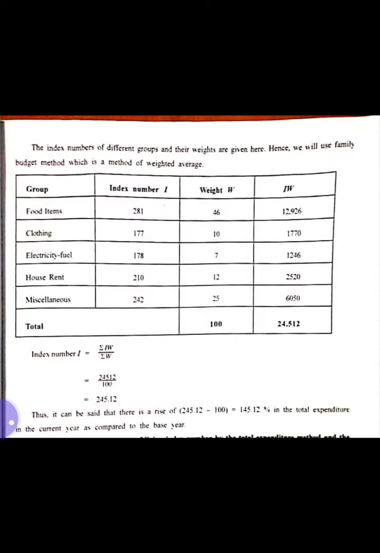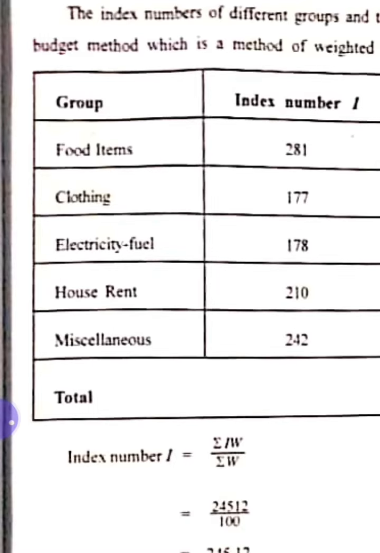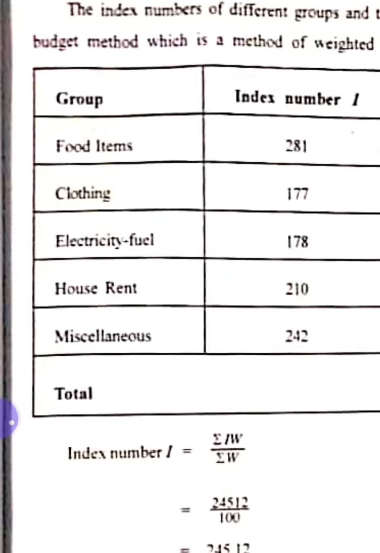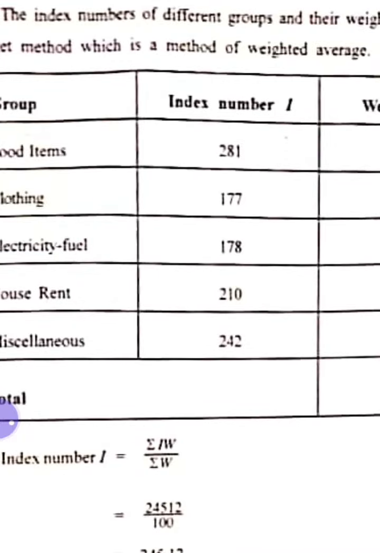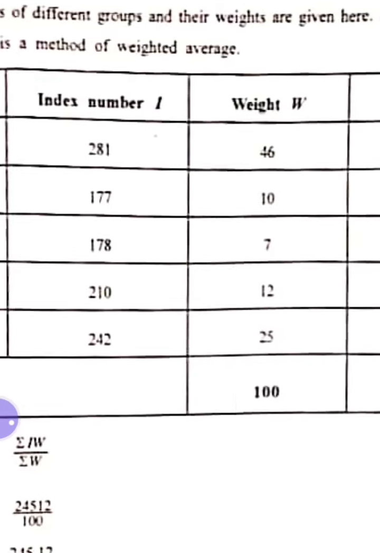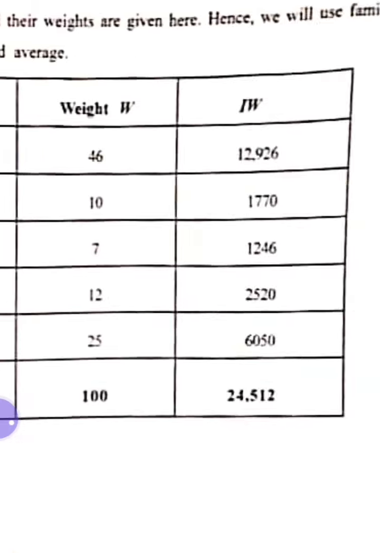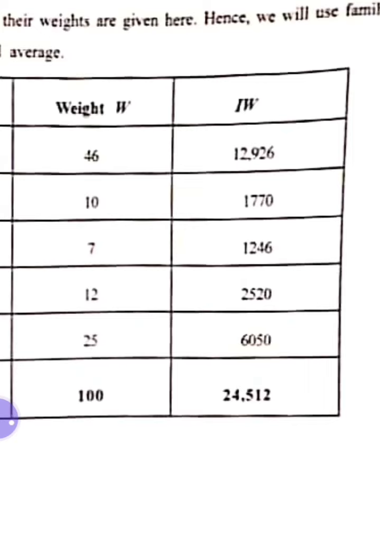In the same manner, you are going to write the groups vertically: food items, clothing, electricity, fuel, house rent and miscellaneous. Then the index numbers I: 281, 177, 178, 210 and 242. Then the weights W: 46, 10, 7, 12 and 25. Now what are you going to do? You are going to find sigma IW. How are you going to find it?